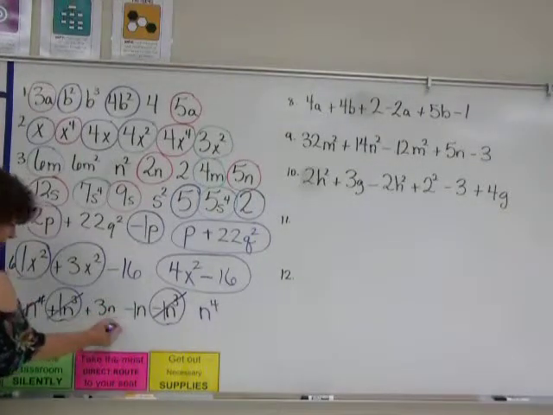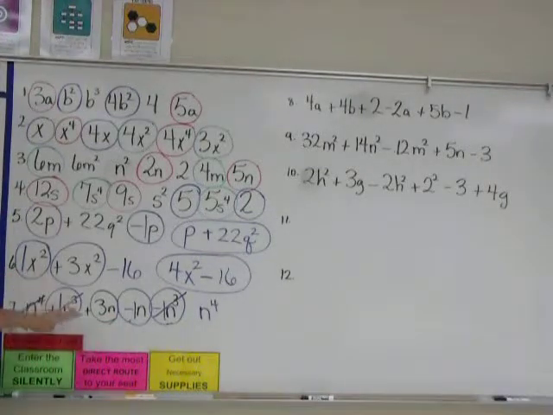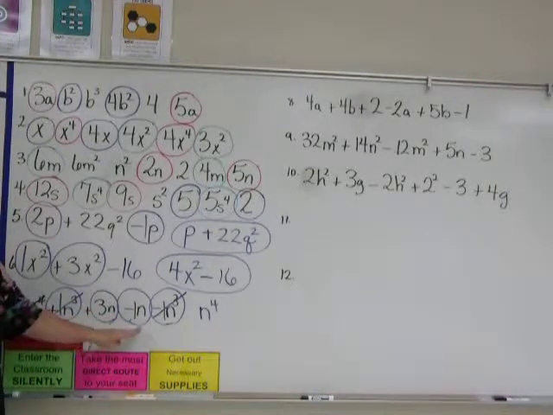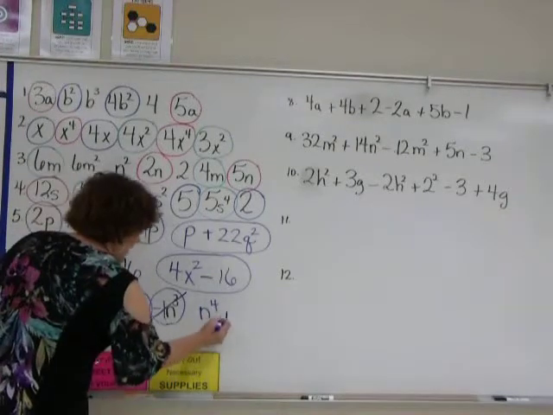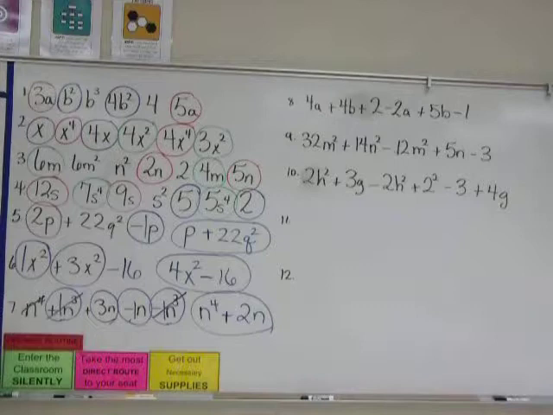Now I have 3 n's, subtract 1 n. If I have 3 n's and take 1 n away, how many n's are left? I have 2 n's left. That's the answer to number 7. Any questions about that one? Let's go over here to number 8.